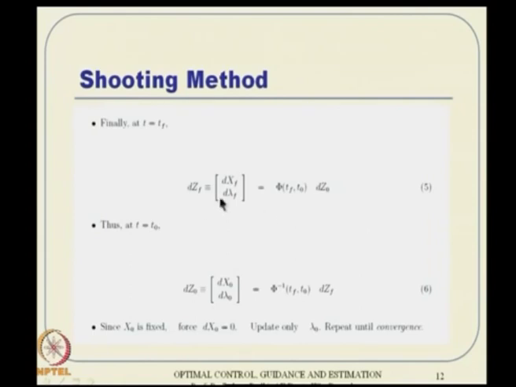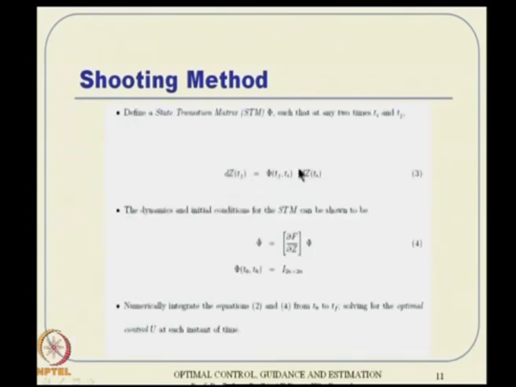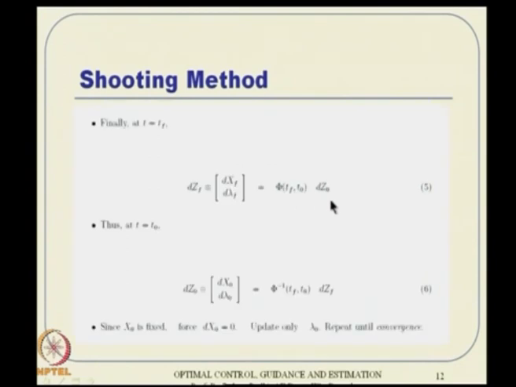We are getting something like this, at t equal to t_f, dz_f by definition is dx_f and d lambda_f, and this is simply, if you put it here, you will get phi of t_f, t_0, dz_0. Now, the question here is we are actually interested in getting a value for dz_0, because what you know is dz_f actually.